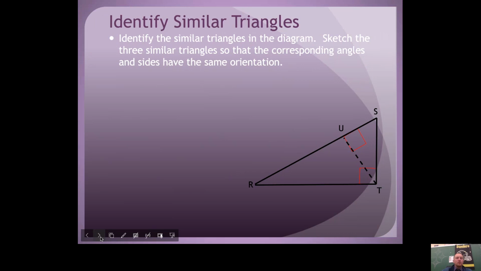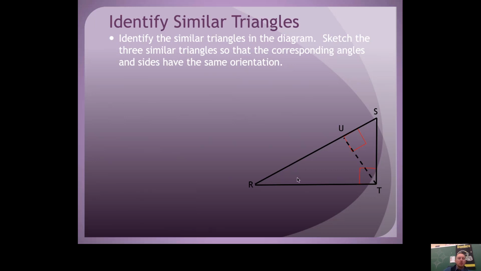So obviously you're going to need to remember things about similar triangles. This is a very useful exercise that we're going to do here. We're going to identify the similar triangles in this diagram. We're going to sketch the three similar triangles so that the corresponding angles and sides have the same orientation. This is going to be really useful.